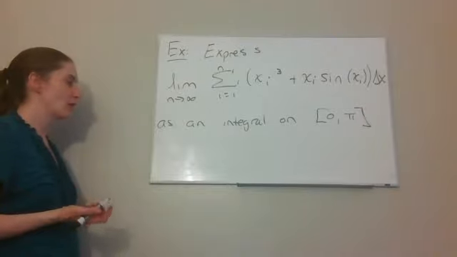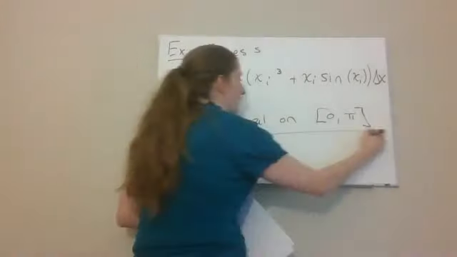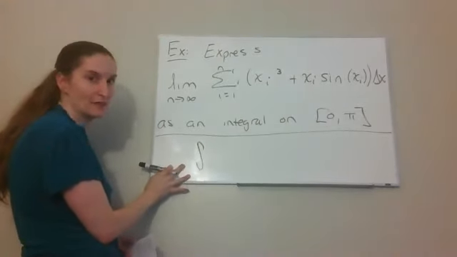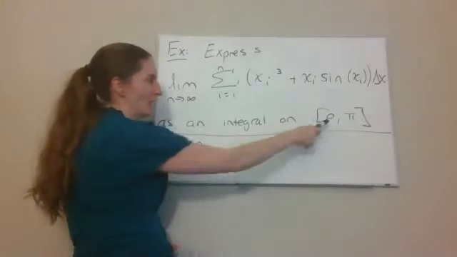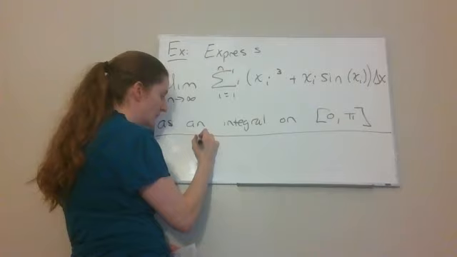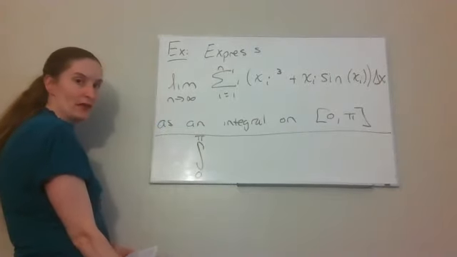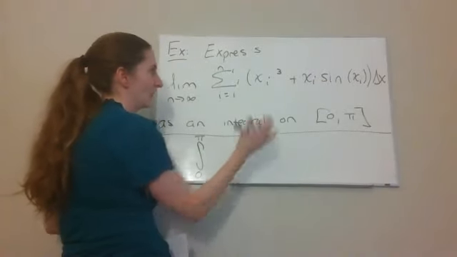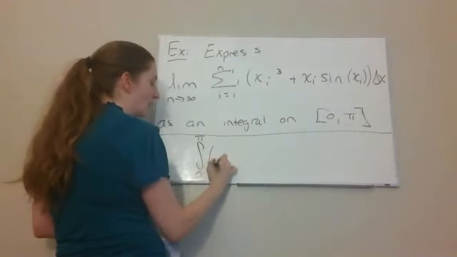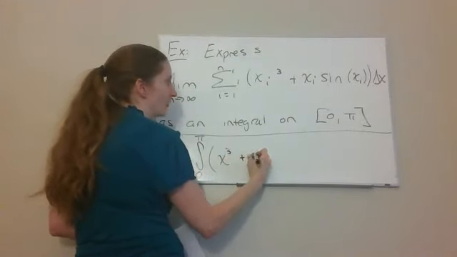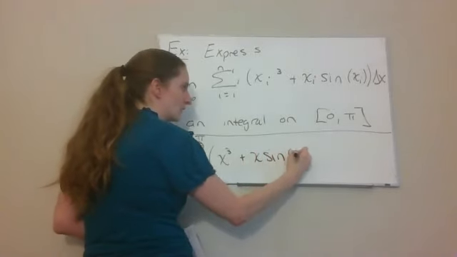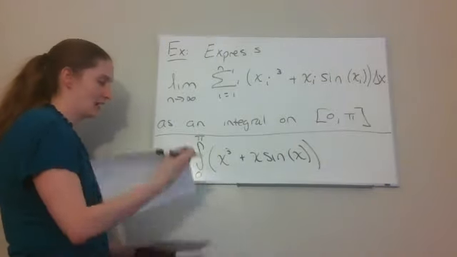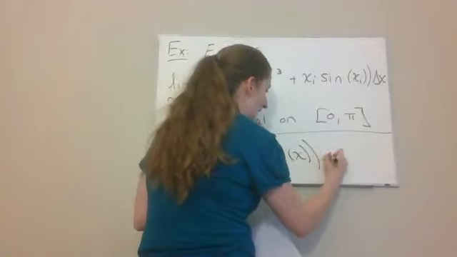To figure out how we're going to write this integral, I know I'm going to have my integral symbol and I'm going to have two numbers on it. Those are my a and b for my interval. So on this problem, I'm going to have 0 and pi. So there's my integral from a to b, which is integral from 0 to pi. Then here I have f of x. And how do I find f of x? I look inside my sum and I just write what I have, but without all the i's. So I have x cubed plus x sine x, and then I need at the very end my dx.